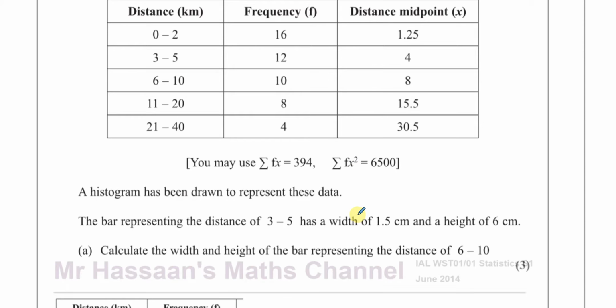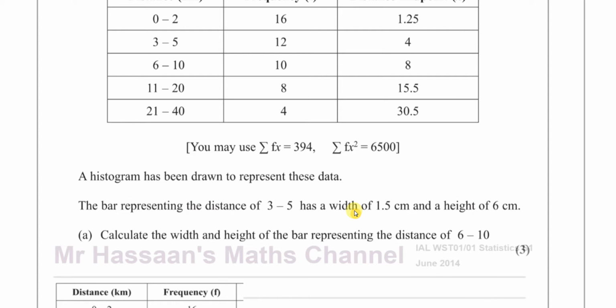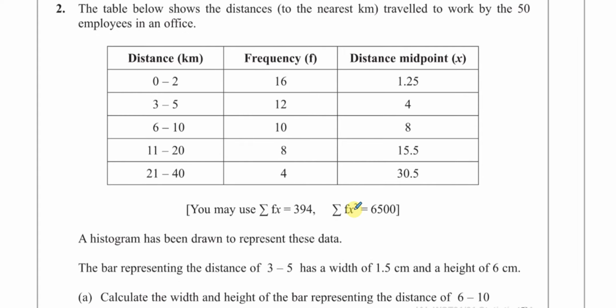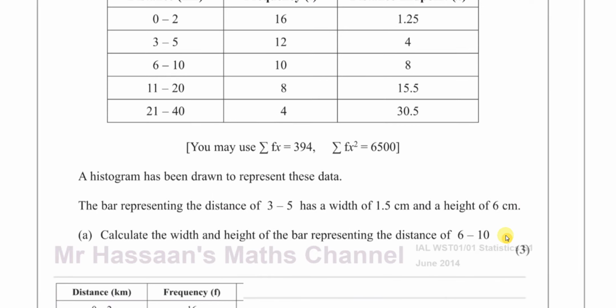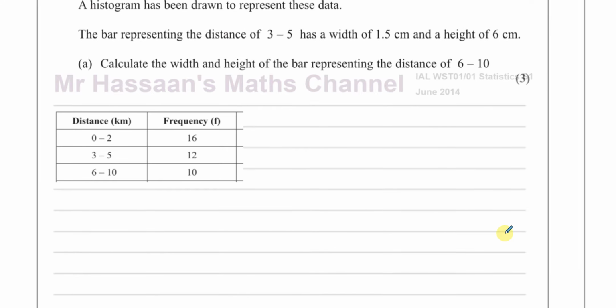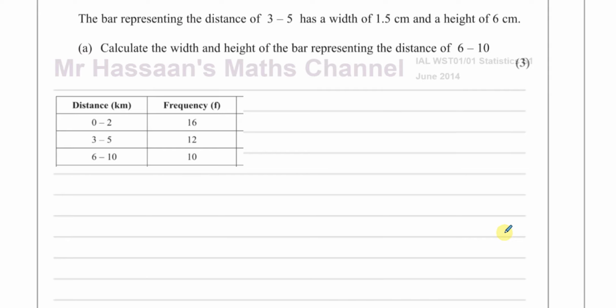They've given us that. And it says a histogram has been drawn to represent these data. The bar representing the distance of 3 to 5 has a width of 1.5 centimeters and a height of 6 centimeters. Calculate the width and height of the bar representing the distance of 6 to 10.